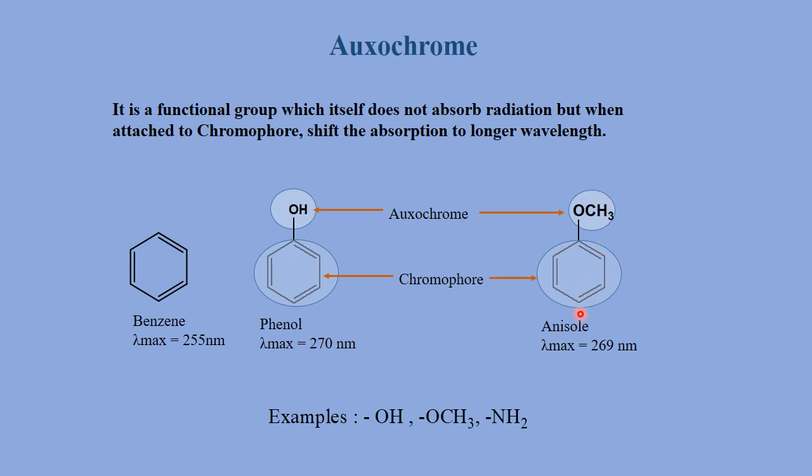In the case of anisole, a methoxy group is attached to the benzene ring, and it helps the benzene ring to absorb UV radiation and shifts the absorption to a longer wavelength. So here OH and OCH3 are called auxochromes, and this benzene ring is called the chromophore. Other examples of auxochromes are OH, OCH3, or NH2. These types of groups are called auxochromes because they help the chromophore to absorb UV radiation.